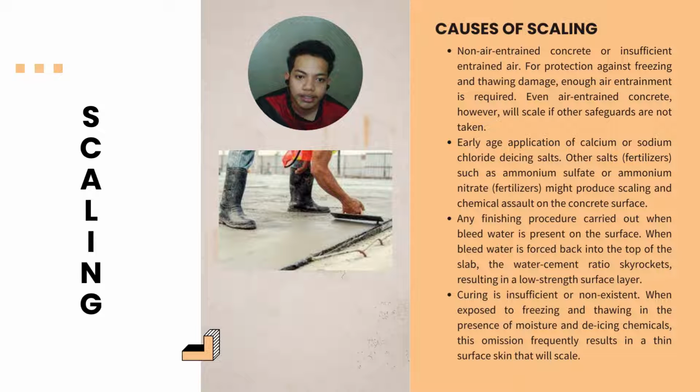Early age application of calcium or sodium chloride de-icing salts, and other salts such as ammonium sulfate and ammonium nitrate, might produce scaling and chemical exhaust on the concrete surface. Also, finishing carried out when bleed water is present on the surface can cause it. When bleed water is forced back into the top of the slab, the water cement ratio skyrockets, resulting in a low strength surface layer.